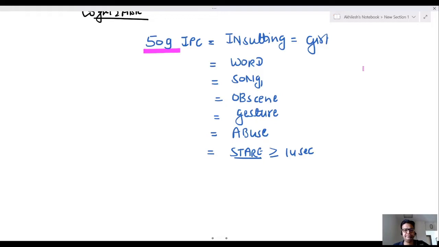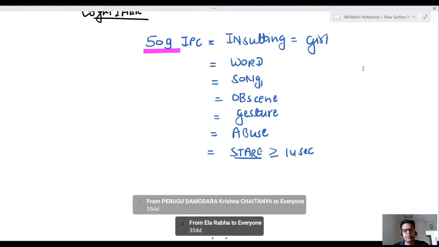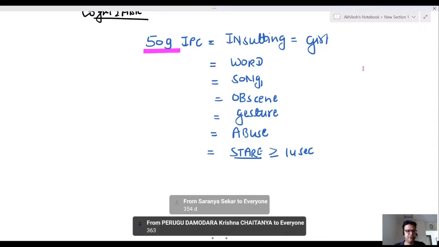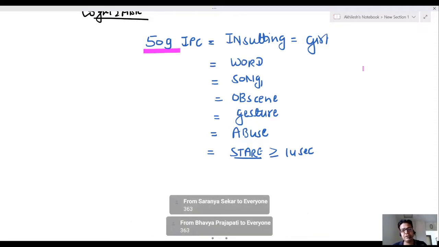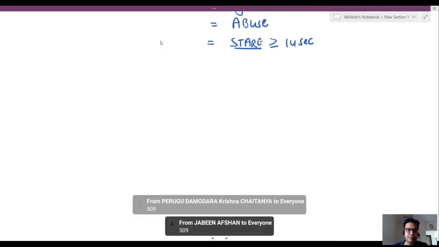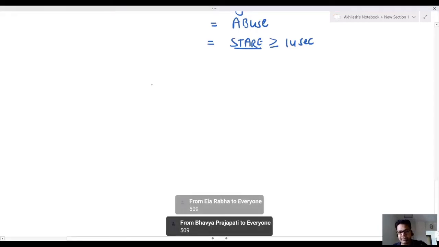Stalking comes under which IPC? 354D. Punishment for kidnapping? 363. Definition of kidnapping? Okay, staring at a woman or girl comes under which IPC? Staring. 509 IPC. What is 510 IPC?